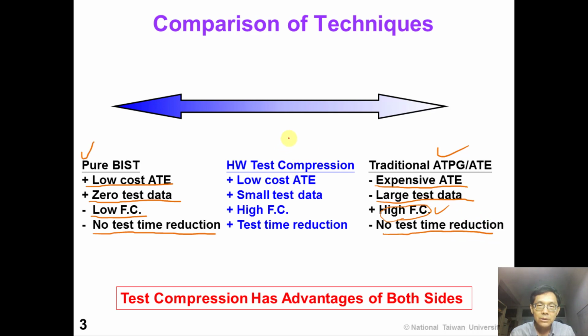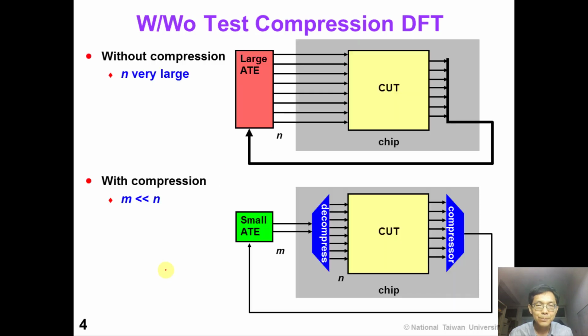So now we have a solution in the middle where we have on-chip DFT for hardware test compression. This solution has all the advantages, including low-cost ATE, small test data volume, high fault coverage, and also it can reduce our test time. So, hardware test compression has the advantages of both BIST and traditional ATE technique. So it is now a very popular technique in modern IC design.